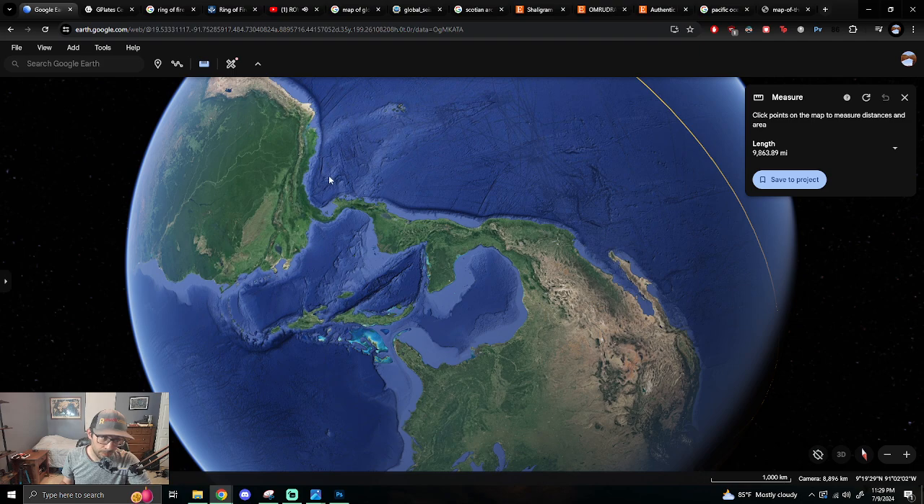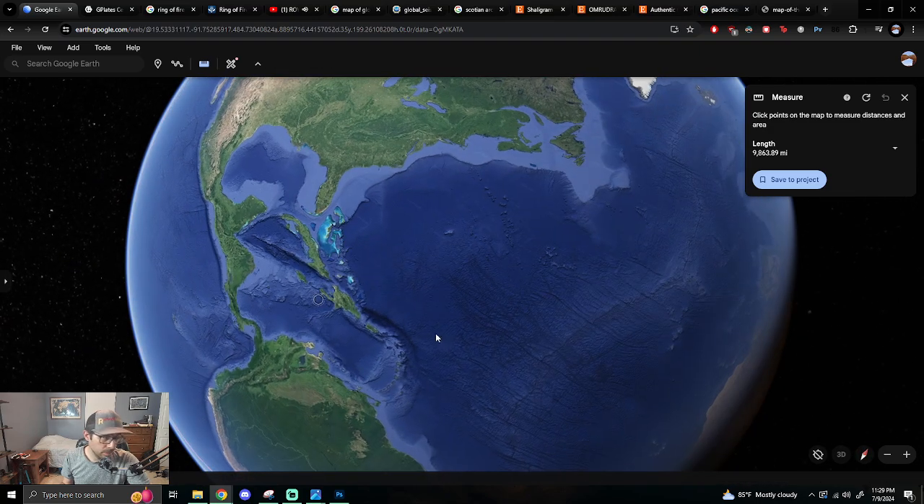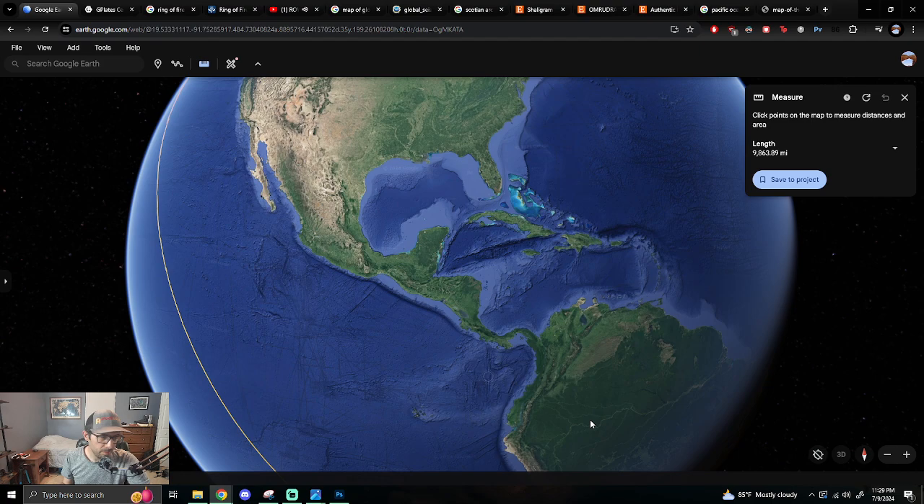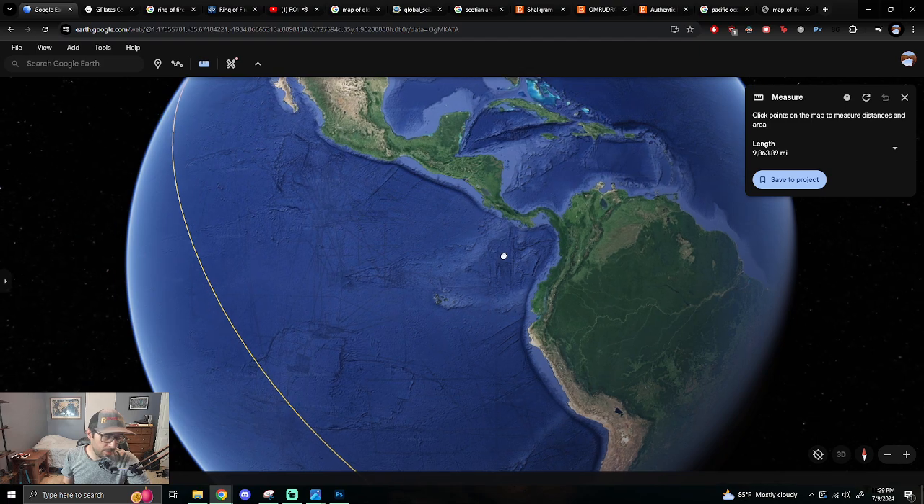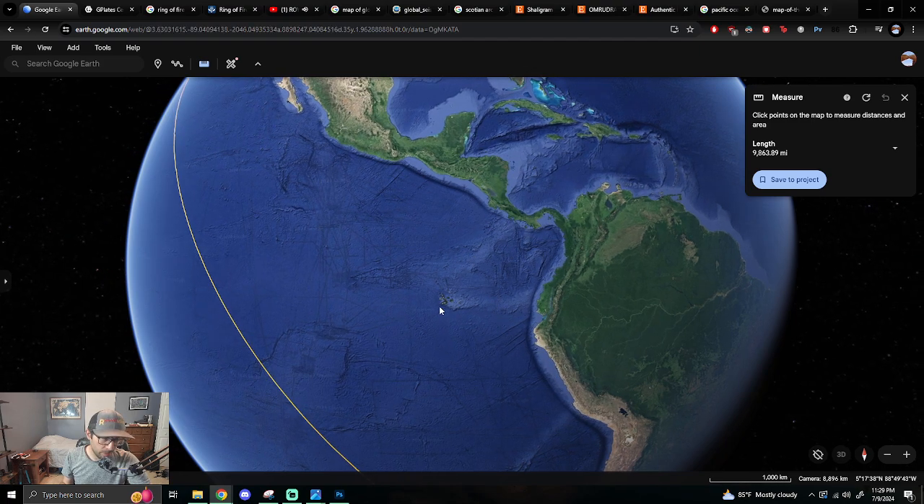But then going that way, and for some reason it's straightened out, because it probably went more this way. Along here, it was probably more in that direction. And then this way. Oh, I don't know. Or maybe it cut through.